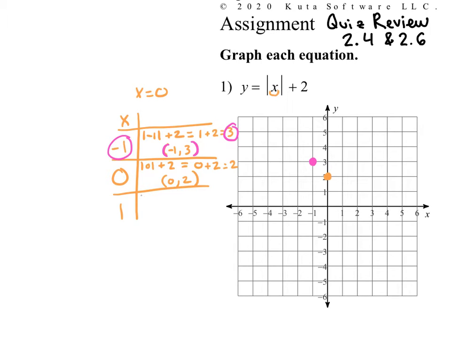And lastly, we're going to plug in 1, so the absolute value of 1 plus 2, which is 1 plus 2, which is 3. So then what's our point here? 1, 3. So we go to the right one and up 3. Once we have our 3 points, we connect them with a V.